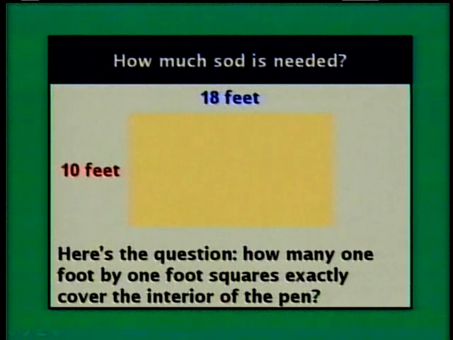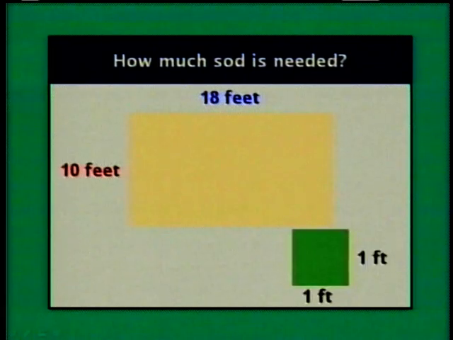Here's the question. How many 1-foot by 1-foot squares exactly cover the interior of the pen? Now, if I look at the rectangle I have here of lengths 18 feet and 10 feet, if I scale this back to a 1-foot length, that's a pretty short length in my picture. So I've momentarily blown up a 1-foot by 1-foot square. Now I'm going to shrink this little square down to the scale of the rectangle I have on the screen, and I'm going to fit that little 1-foot by 1-foot square into the upper left-hand corner of the rectangle.